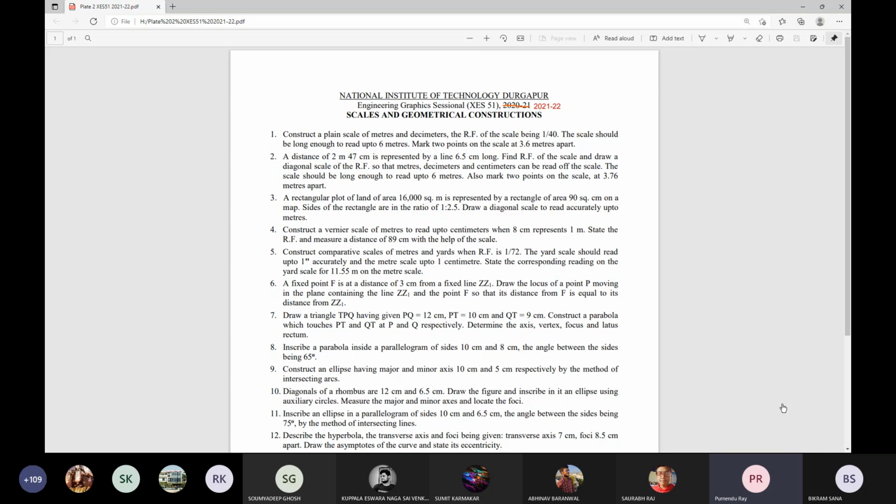And if you change meter to centimeter, without unit, you will find some ratio 1 divided by something, that is the RF. Now, draw a diagonal scale to read accurately up to meters. This data given is so convenient for you that 15 centimeter represents 200 meter. If you approach generally, 90 square centimeter divided by 16,000 multiplied by 10 to the power 4 square centimeter, whole thing without unit, that square root, that is the RF, that multiplied by the suitable length.